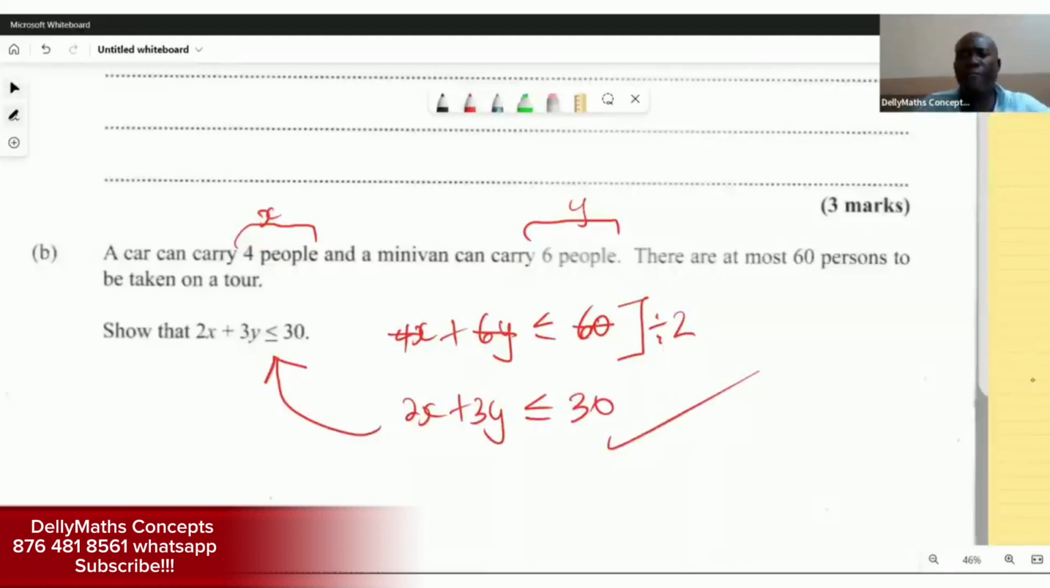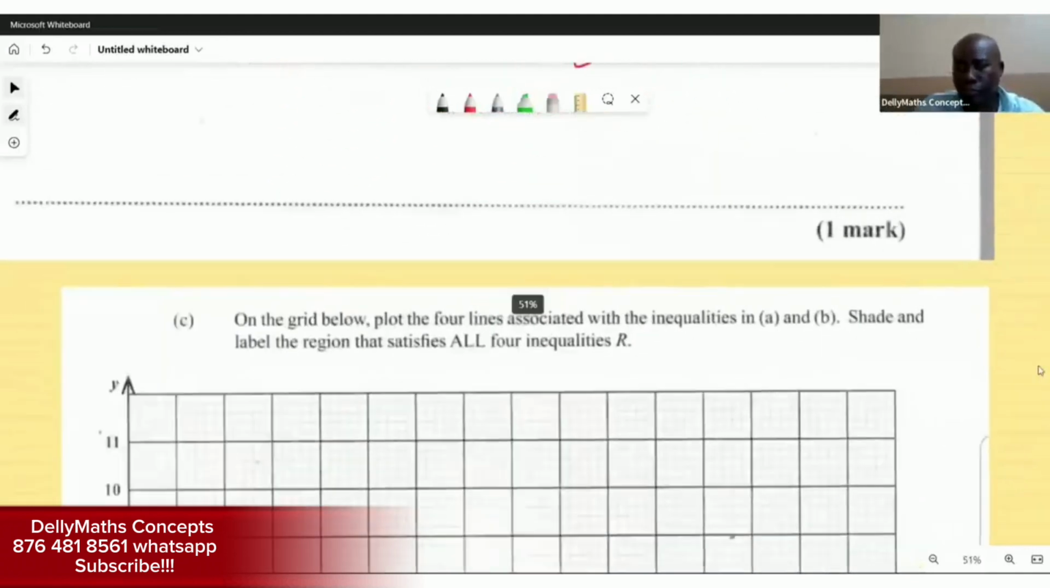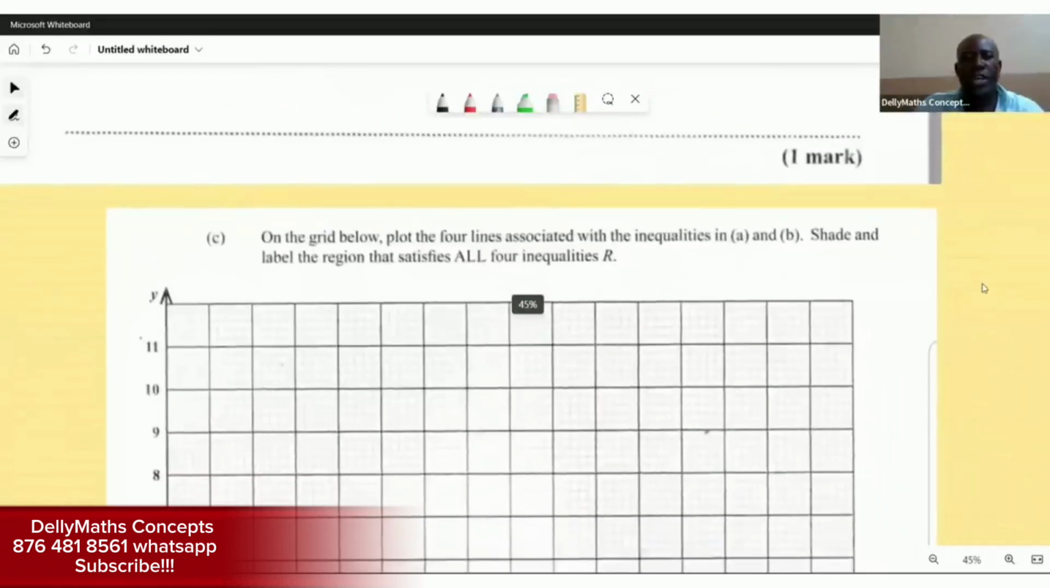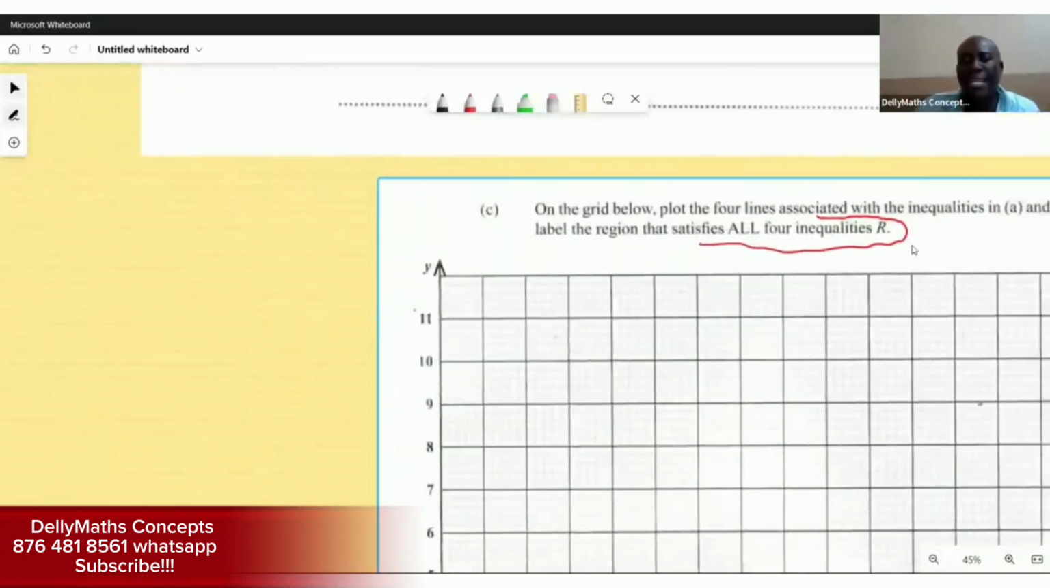So definitely now we're looking at 4 inequalities, 3 up there, and this is another situation. All right, the question says, on the grid below, plot the 4 inequalities associated with the inequalities in A and B, shade and label the region that satisfies all 4 inequalities. So we want to label it R. So basically now, for every inequality, there is a line that is associated with it. So I could just drop them at the side here.